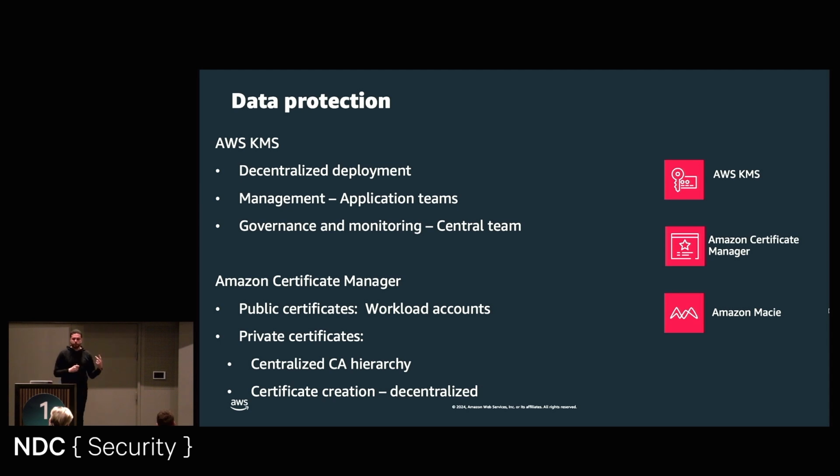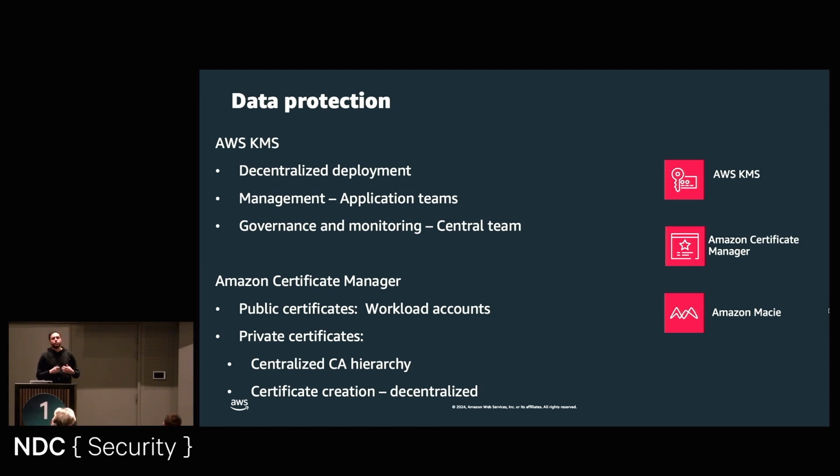And that's what I'm going to talk about for the first two services. The first one is AWS KMS, which is one of the AWS security services that can help you to encrypt your resources. We do recommend to deploy it in a decentralized way, where every account and management and application team has their own AWS KMS keys. So it's easier for management, and it's in the same account without the complexity of cross-sharing things.